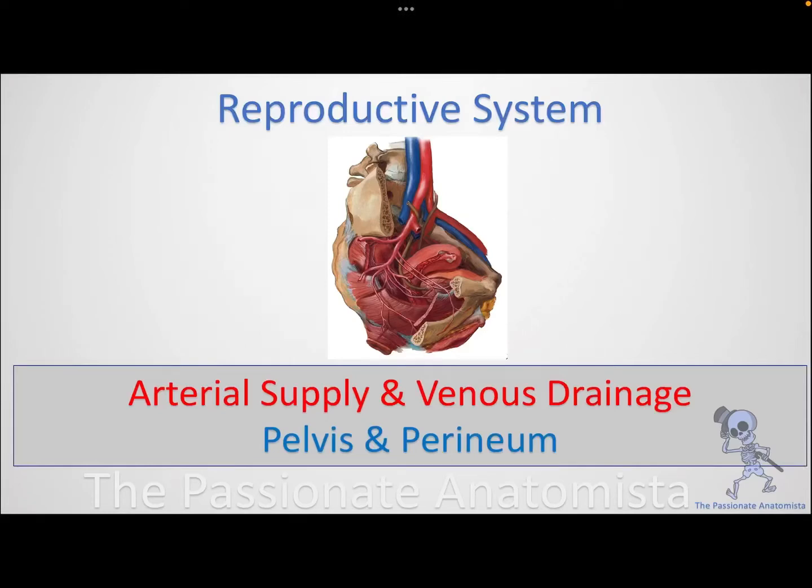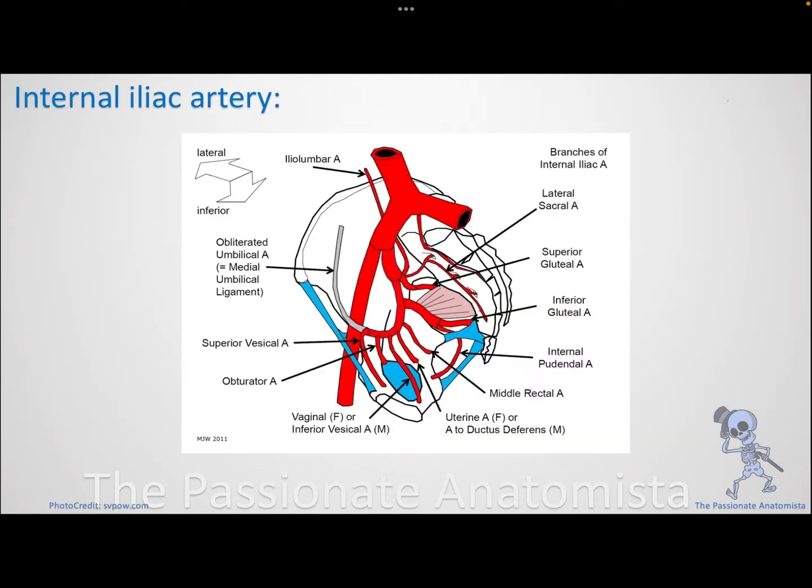Hi guys, in this video we're going to talk about the arterial supply and venous drainage of the pelvis and perineum. You guys know that our arterial supply of course starts with the aorta. The aorta is already in our abdomen, and then at the level of L4 it gives us the two common iliacs, because iliac means that we are going to the pelvis, right?